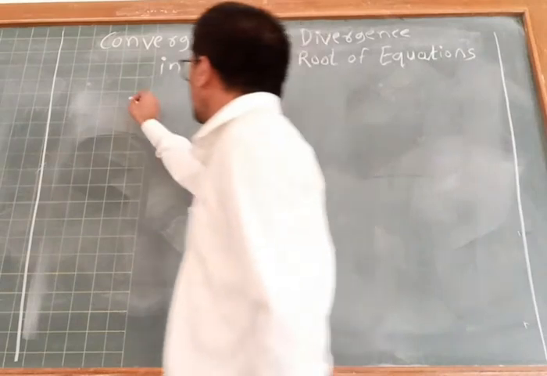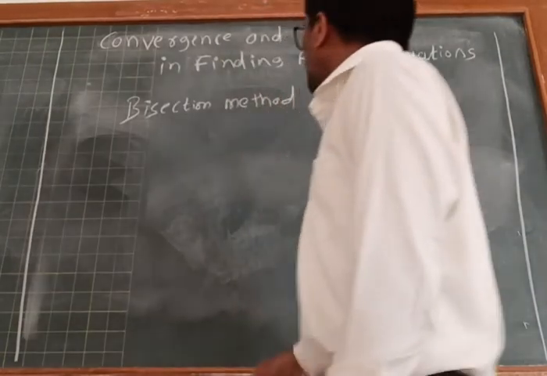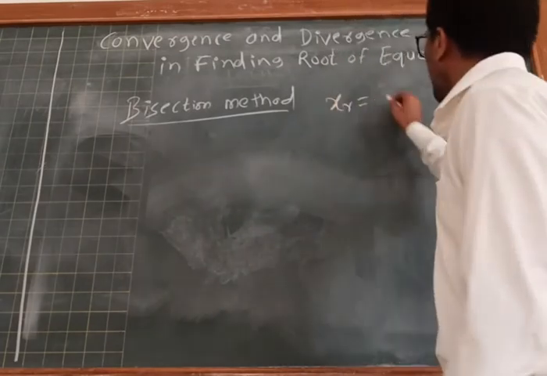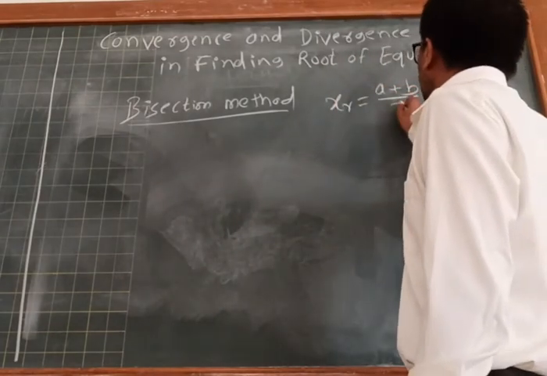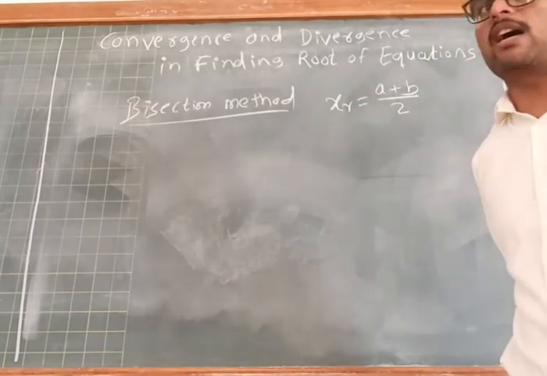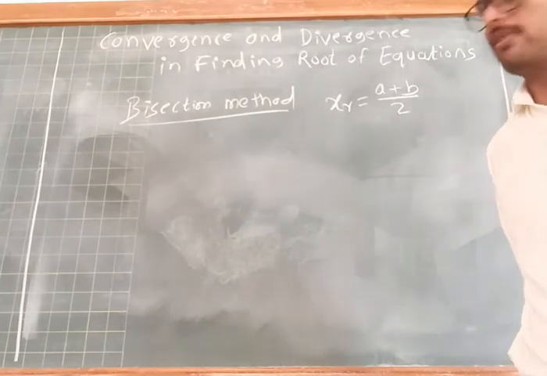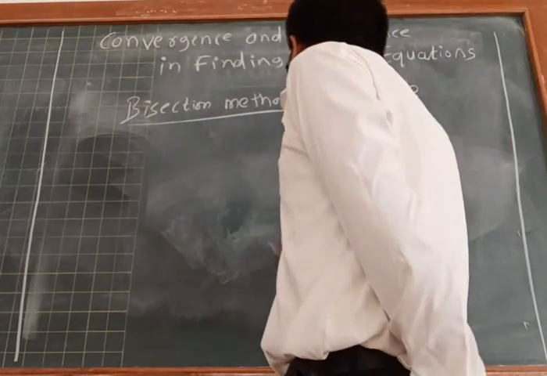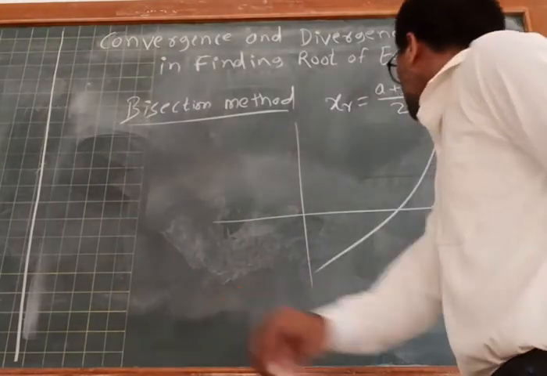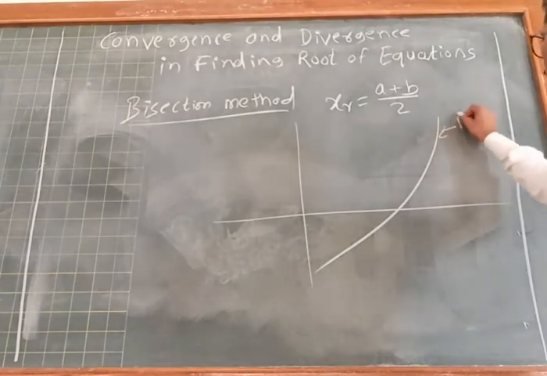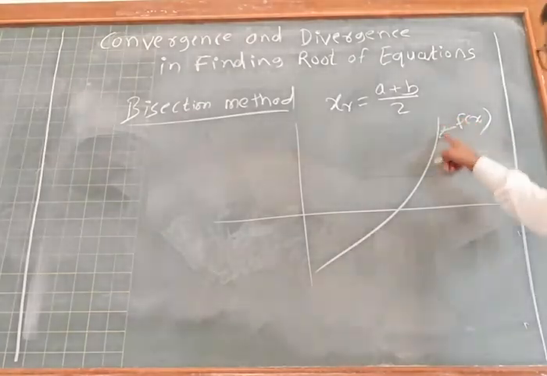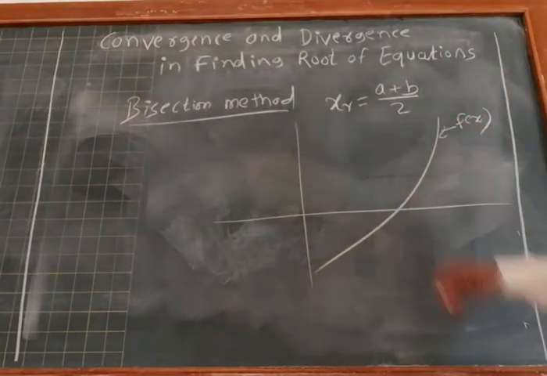So you have seen the bisection method. In the bisection method, we have the formula to find the root of the equation: xr is equal to (a plus b) by 2, where a and b are the initial cases, and by using the formula xr we can find the root of the given equation. Now if you see the graphical representation of this bisection method, suppose we have the given equation f of x, and if you draw the curve for it, it will be something like this.